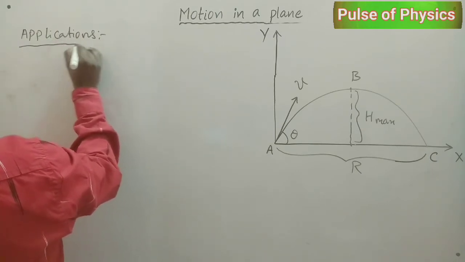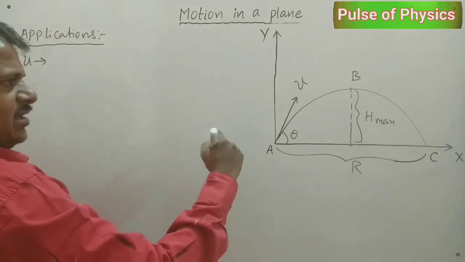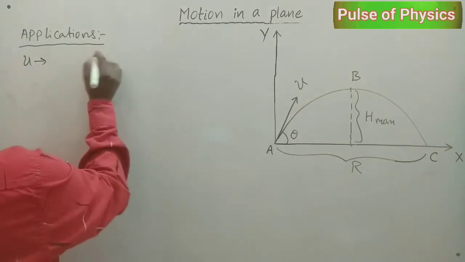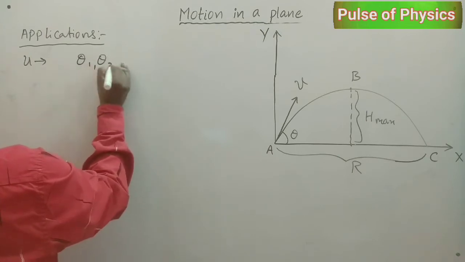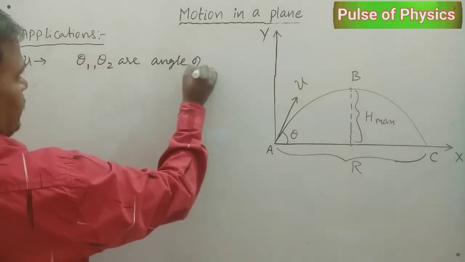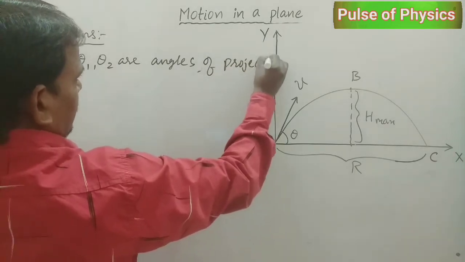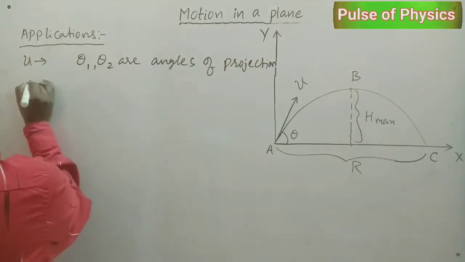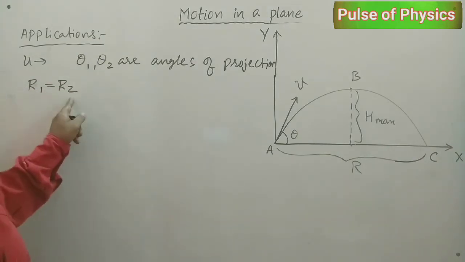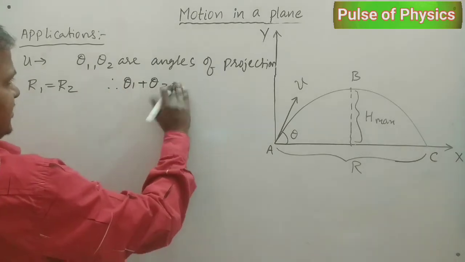Here u is the initial velocity of projection. Let us say the body is projected first with angle theta 1, and in the second case with angle theta 2. So theta 1 and theta 2 are the angles of projection. Then here the range is the same, R1 is equal to R2. What is that condition? Therefore, theta 1 plus theta 2 is 90 degrees.